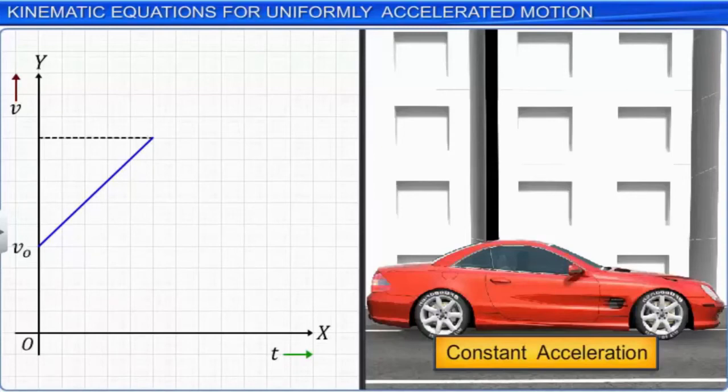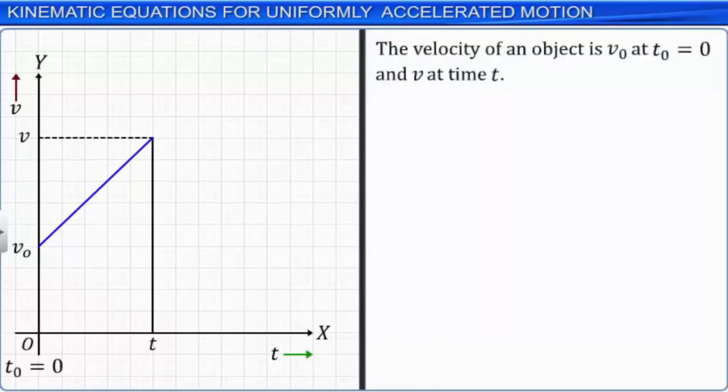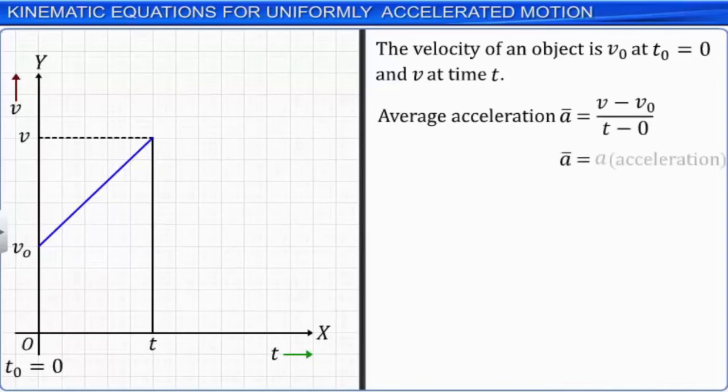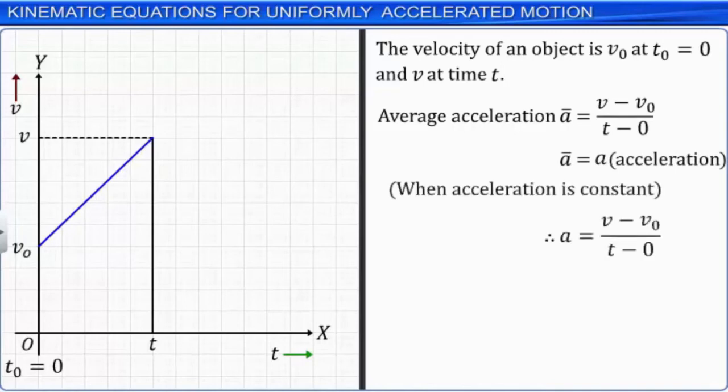The velocity of an object is v naught at t naught equal to 0 and v at time t. Average acceleration a dash is the ratio of the difference between v and v naught and the difference between t and 0. The value of a dash is equal to acceleration when acceleration is constant. By cross-multiplying and rearranging, we get the value of velocity as the sum of v naught and the product of a and t. This is equation 1 of motion.